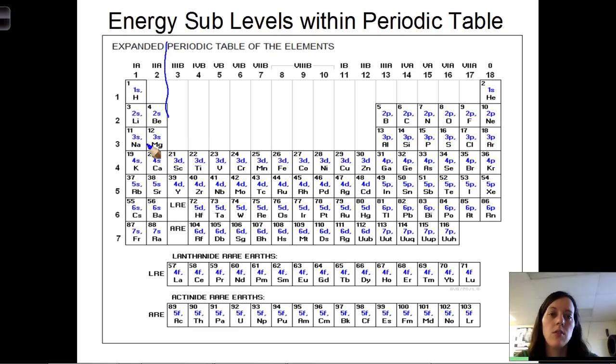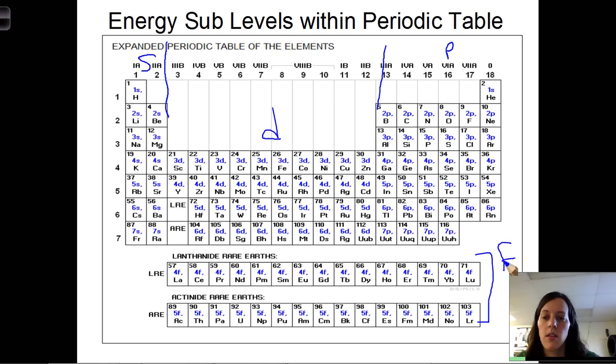These first 2 columns are the s sublevel. We're going to come back to these in a second. The last 6, 1, 2, 3, 4, 5, 6, are the p sublevel. Our transition metals are the d sublevel, and these guys are the f sublevel. So if you have a box that falls in here, it's filling an f sublevel. The energy level corresponds with the row of the periodic table, but the periodic table can be sectioned off that way.